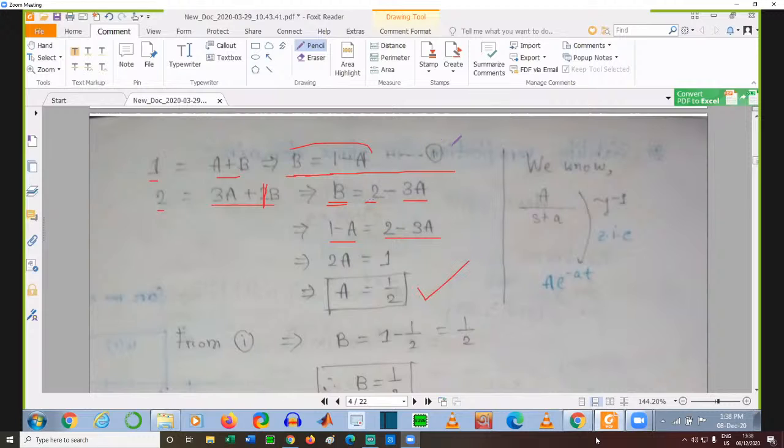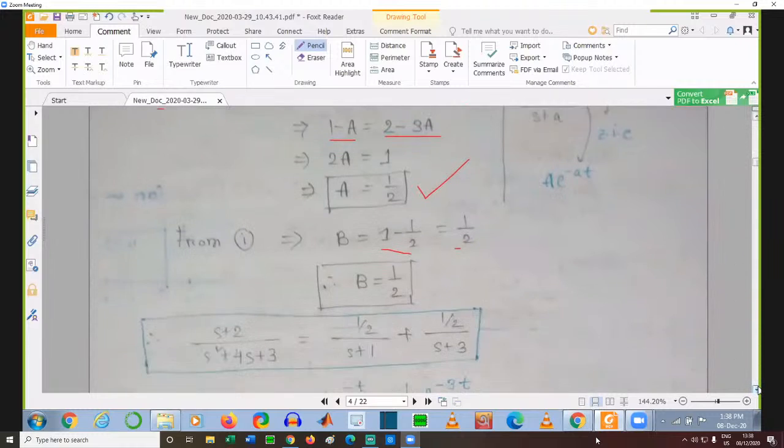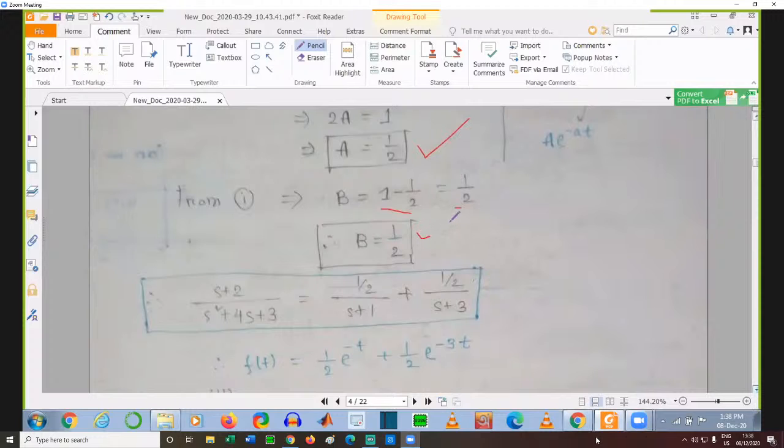Now from equation number 1, you can see that b equal 1 minus a. So you can put that in: 1 minus half, b equal 1 minus half. So you get half. So b equals half and a also equals half. Okay, good.